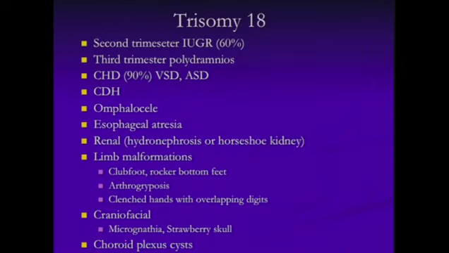So here are the findings in trisomy 18. There's a great big laundry list of findings: second trimester growth restriction, polyhydramnios, heart disease, hernia, omphalocele, but it's the limb malformations that I'm talking about here: clubfoot, rocker bottom foot, arthrogryposis, which is where the extremities are just held at an awkward angle and don't move normally, and then the clenched hands with the overlapping digits.